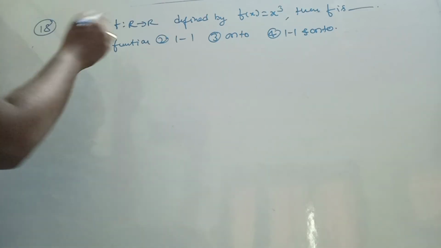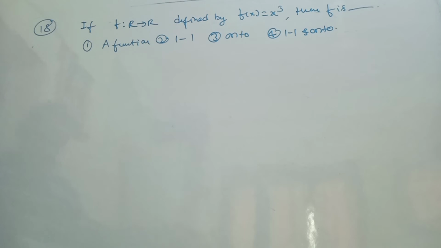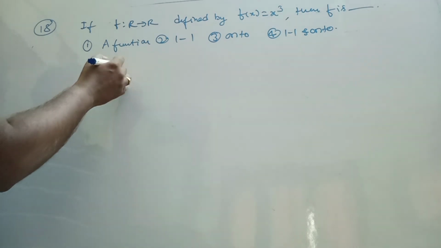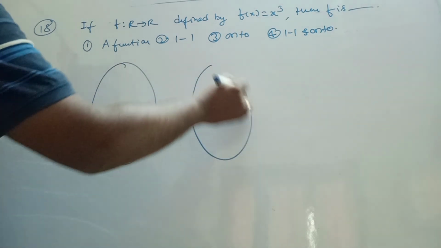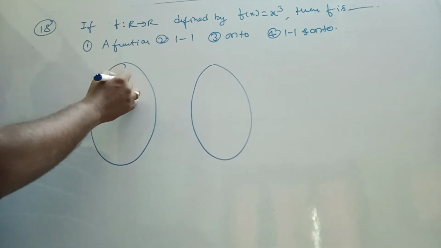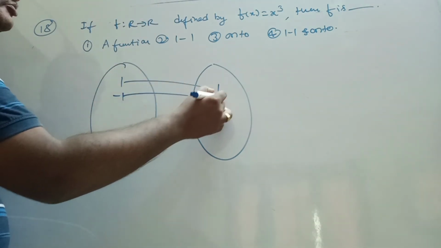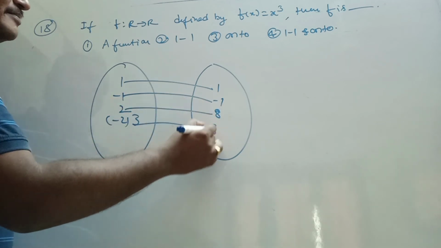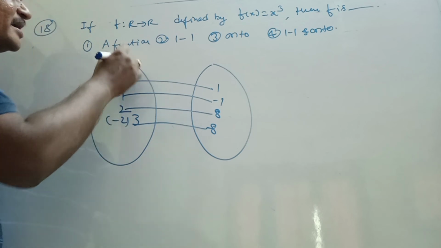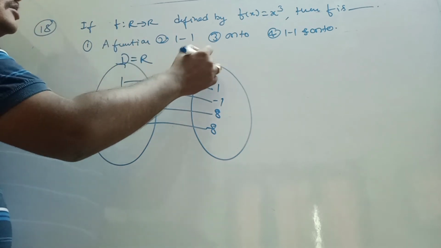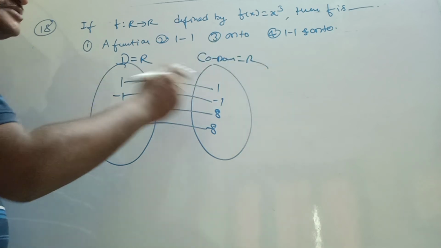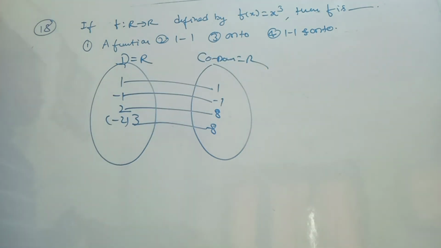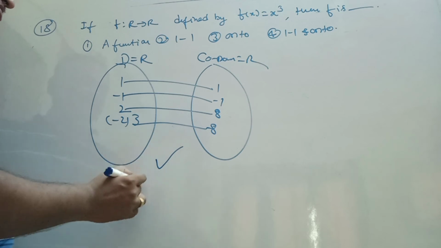Now, this 18th problem: if f is a function from real numbers to real numbers defined by f of x equal to x cube, then f is what? F of x equal to x cube, real numbers to real numbers, because it is an odd power. Whatever number you give, 1 cube is 1, minus 1 cube is minus 1, 2 cube is 8, minus 2 cube is minus 8. That means different numbers in the domain, which is real numbers, with codomain also real numbers, have different images. Different elements have different images. Therefore, it is a 1-1 function.